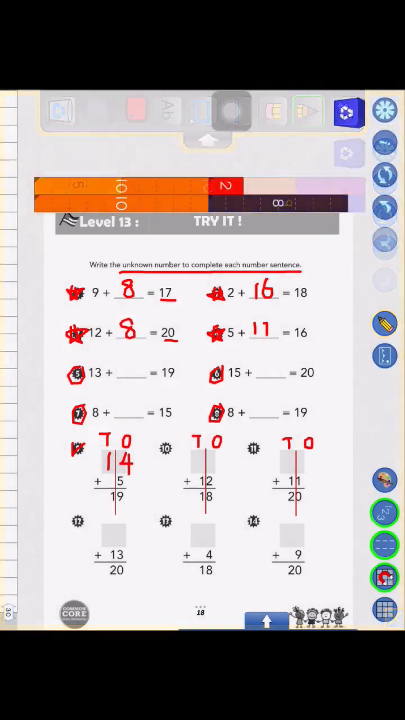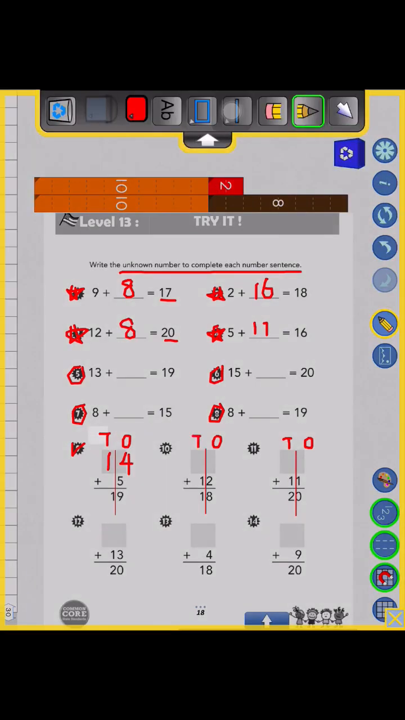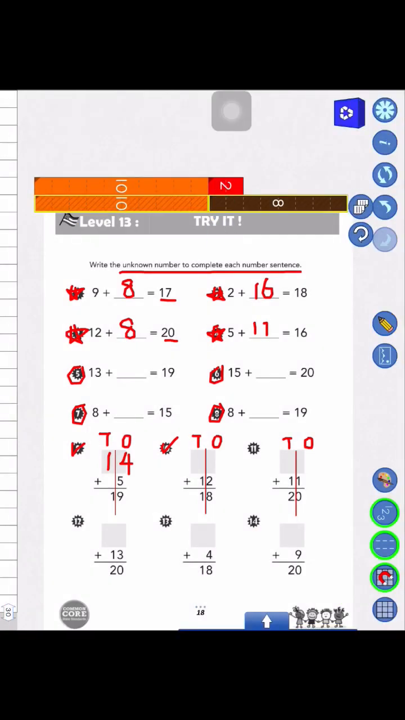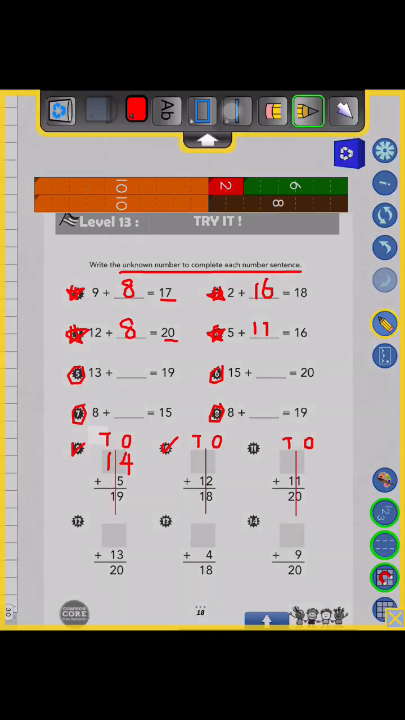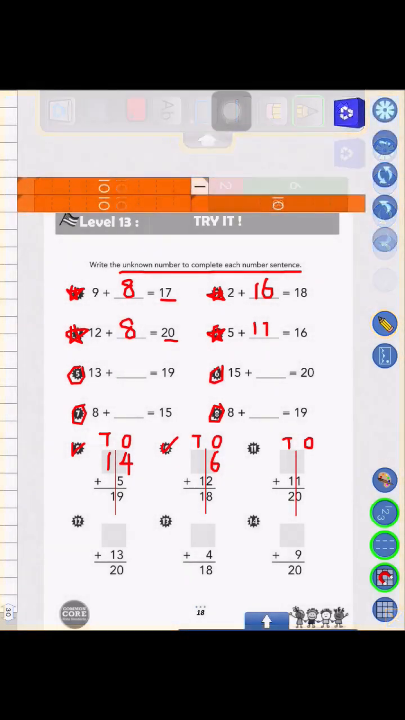Okay, and then we move on to the next question, question 10. A number plus 12 equals 18. So this is 1 ten and 8, and also we get a 12 number rock. So between 18 and 12, what is the difference? Yes, it should be 6. So 6 plus 12 equals 18.